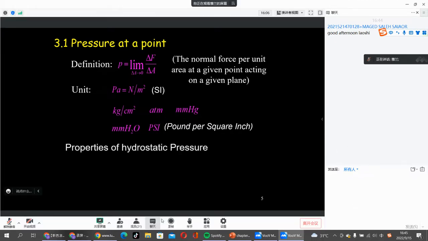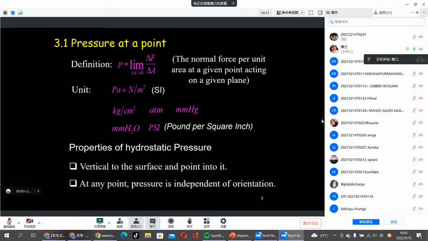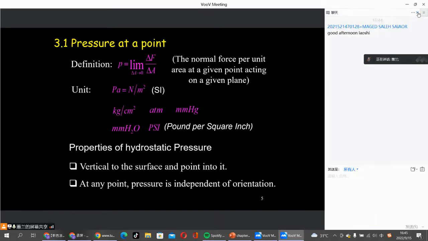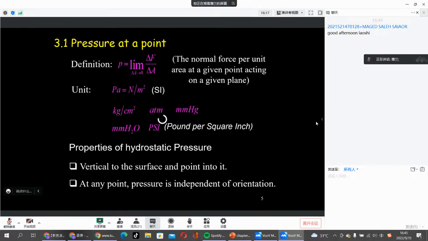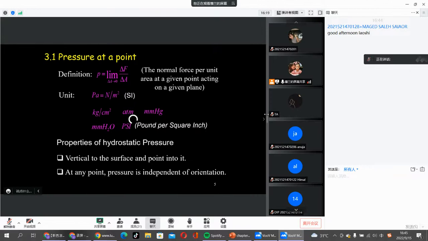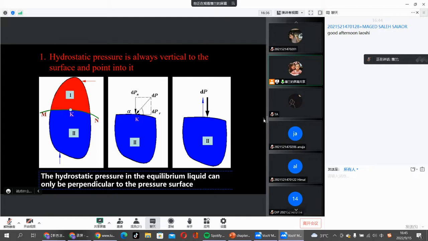Important, it's very important. Always vertical to the surface and pointing into the surface. At any point, pressure is independent of orientation. What does it mean? We give a very simple verification and let's show you, and then we go back, okay?